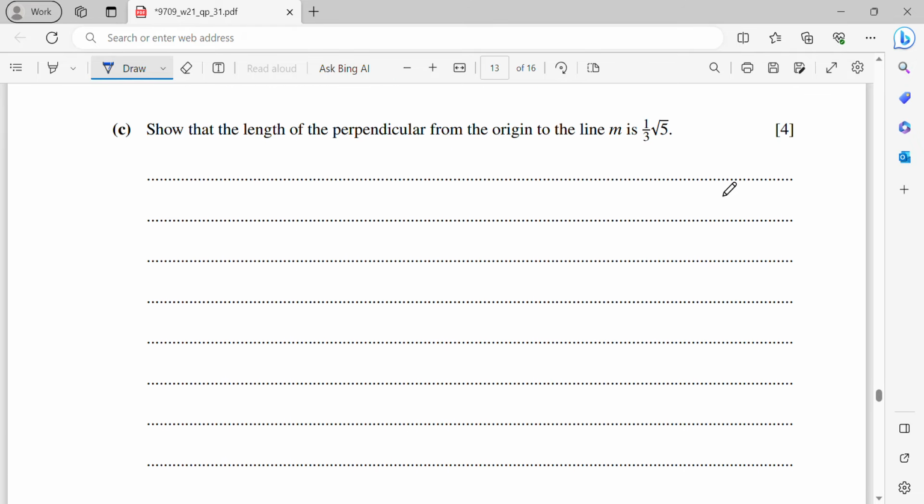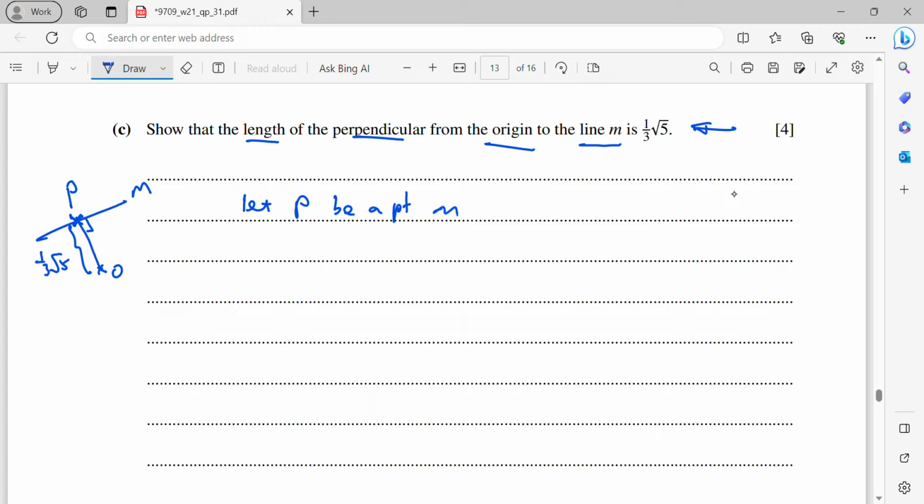Okay, now show that the length of the perpendicular from the origin to the line M is this result. Let's say this is your M, and this is the O, origin. Now you need to show this perpendicular distance is 1 over 3 root 5. I let the points on the M be P. So now let P be a point on line M.